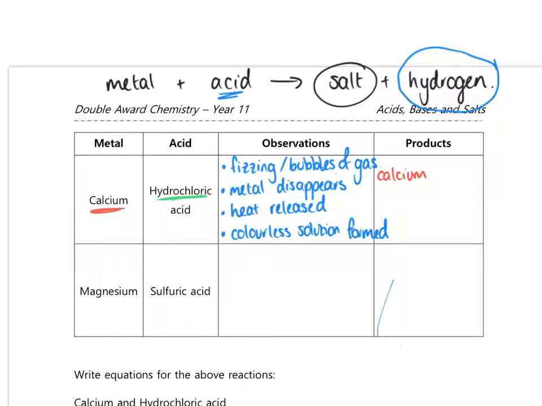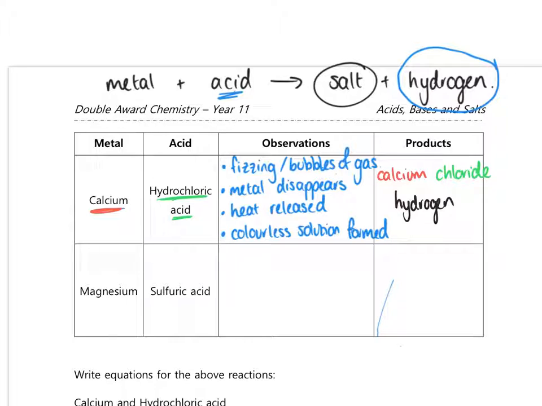Second part of the name comes from the acid, and the name of the acid changes from hydrochloric acid to chloride, and you can colour code it in your notes to help you, if that helps. So calcium chloride is the name of our salt, and what else is produced? Always hydrogen.